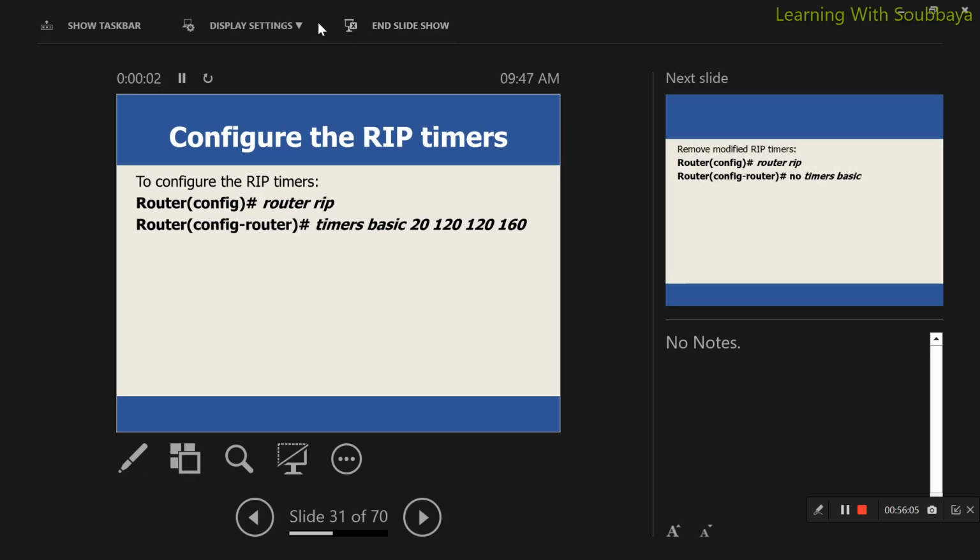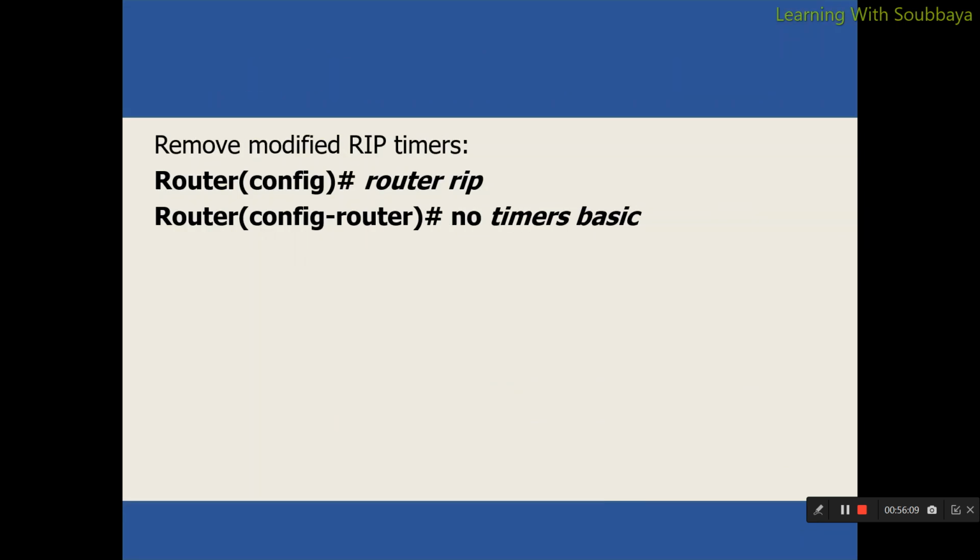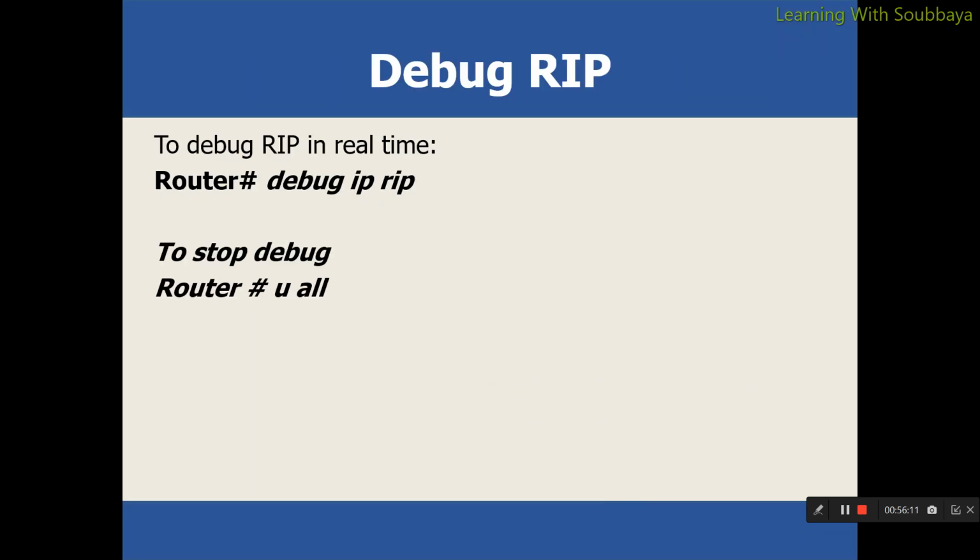So finally, we come to the end. What is the drawback available in the RIP protocol? This also we discussed, debugging and so on. Is there any drawback available in the RIP protocol? We have multiple drawbacks, right?